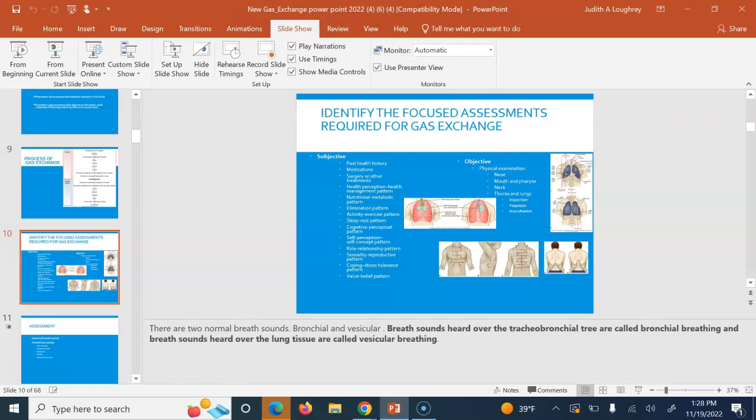So sometimes you'll see people listening in the trachea area, and they will hear breath sounds. And those are normal bronchial breath sounds. So when you do hear those, there's nothing that you should be concerned with. You want to document your findings because those are normal breath sounds.